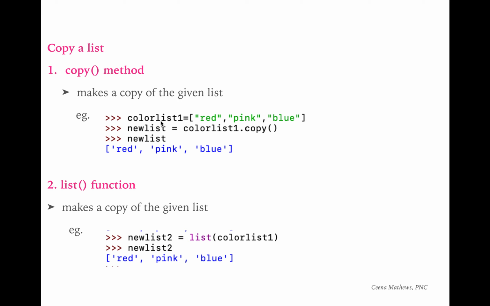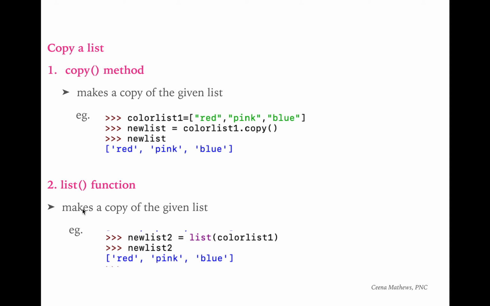Example, this is a color list created with colors red, pink, and blue, and this list is copied into another list which is called a new list. That is done using new list equal to the list which we are going to copy dot copy method. So when you type new list, it displays the list items as similar to that of color list 1.